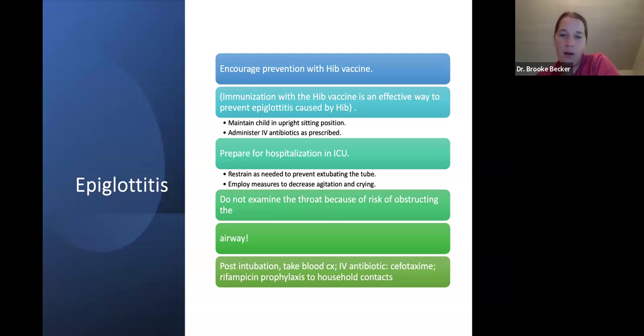After they're intubated, or if they have to have a trach placed temporarily, then you'll be getting blood cultures and IV antibiotics. Usually rifampin or ceftazidime is given to the people in the household, because the other thing you worry about with Haemophilus influenzae is not only epiglottitis, but also meningitis.